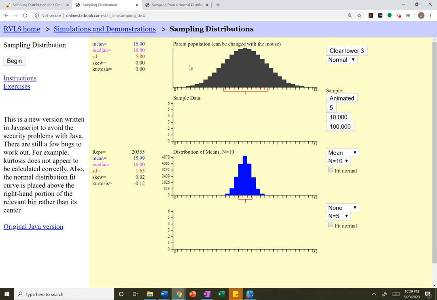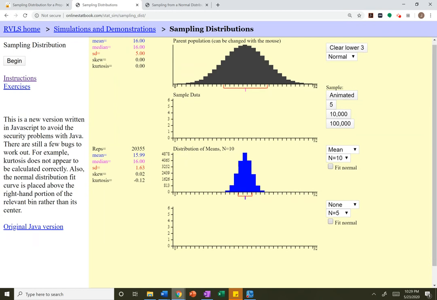But what happened to my standard deviation? Which one is more spread out? Well, this has a standard deviation of 1.63. The standard deviation of my sample means, of my sampling distribution, this blue one here, got smaller. And what happens if I sample 25? That standard deviation got even smaller. So again, if I have a small sample size, my sampling distribution is going to be more spread out. But as my sample size gets bigger, my standard deviation decreases.